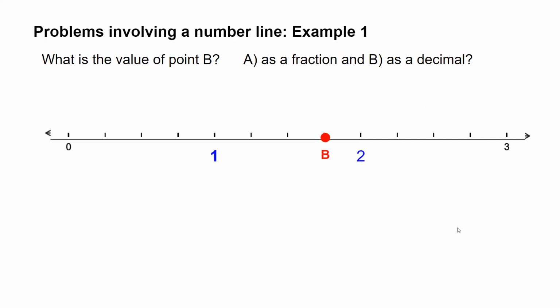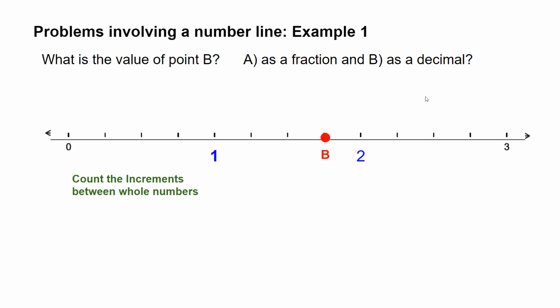So the first thing that I'm focused on is what are those whole numbers that are surrounding our value? We have a 1 before it, we have a 2 after it. The 1 is more important because our answer is going to be 1 and something, because B is not quite all the way to 2. So let's go through the steps here.